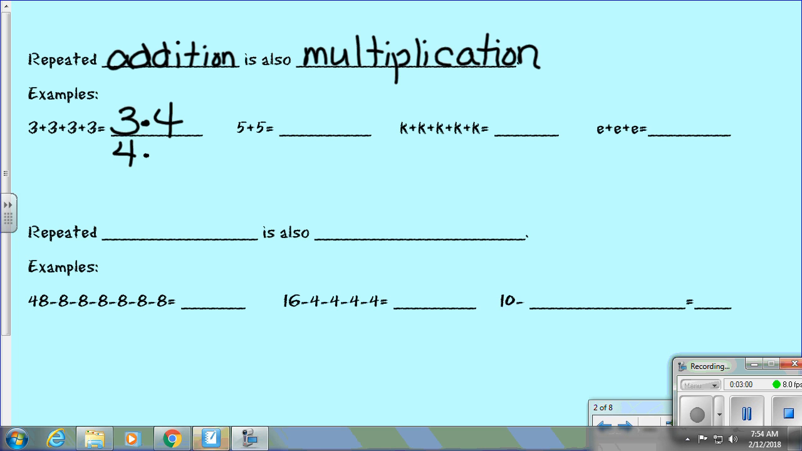Could I also write 4 times 3? Yes. So I counted how many of them there were. There were 4 of them, and pretty much this last section gives me my answer. So if I count the 5s, there are 2 of them. And again, this last section gives me my answer. 5 times 2 or 2 times 5.